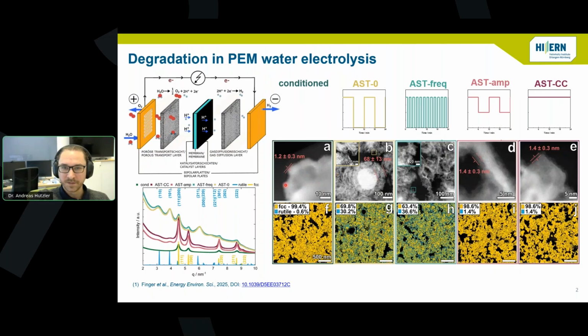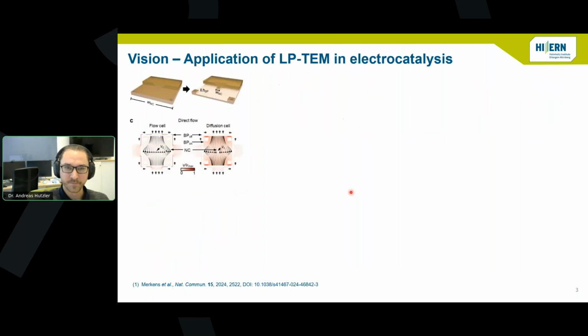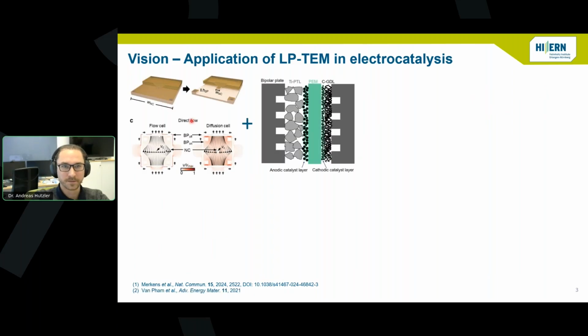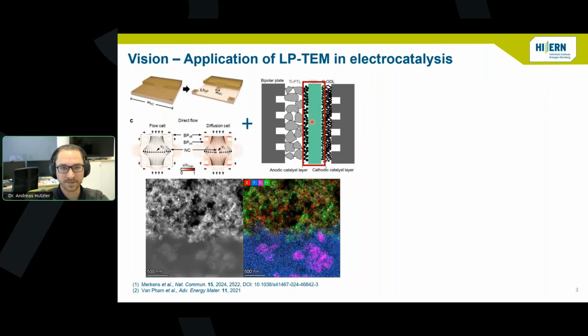The problem is that you only have a before and after state, and we don't know what is happening in between. There, liquid phase EM comes into play, and our vision is to, at some point, be able to apply liquid phase TEM in electrocatalysis to study such degradation phenomena as they occur. So the vision is to combine some kind of advanced liquid cell architectures with such an electrolysis cell. And of course, the electrolysis cell is much too large, so we focus rather on the catalyst layers.